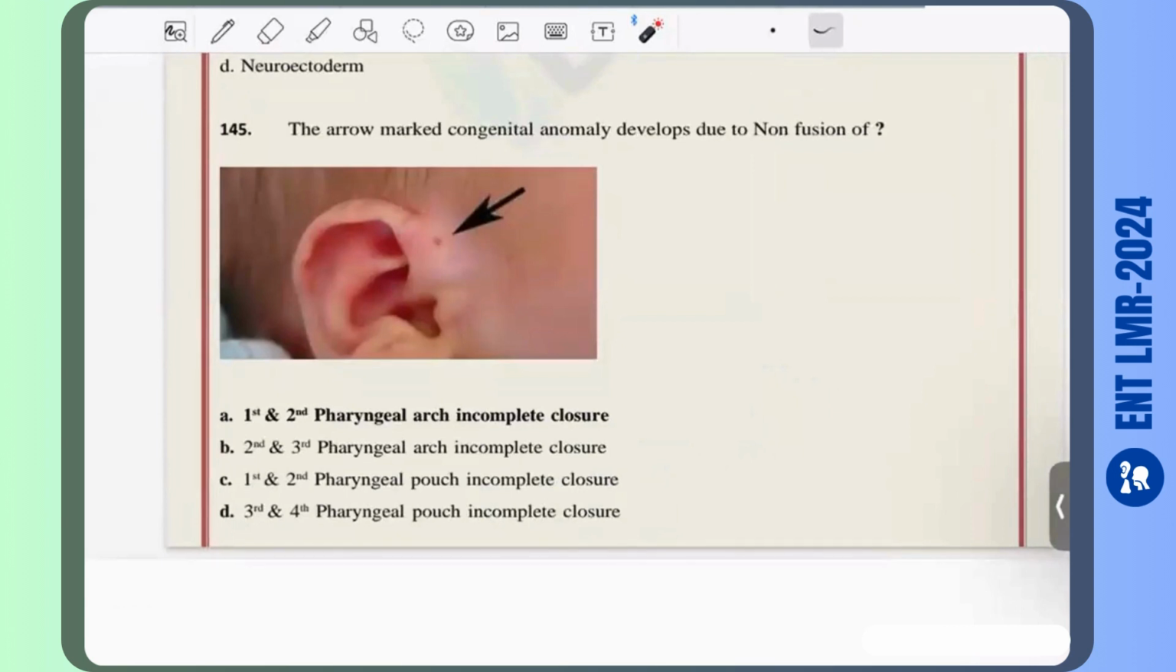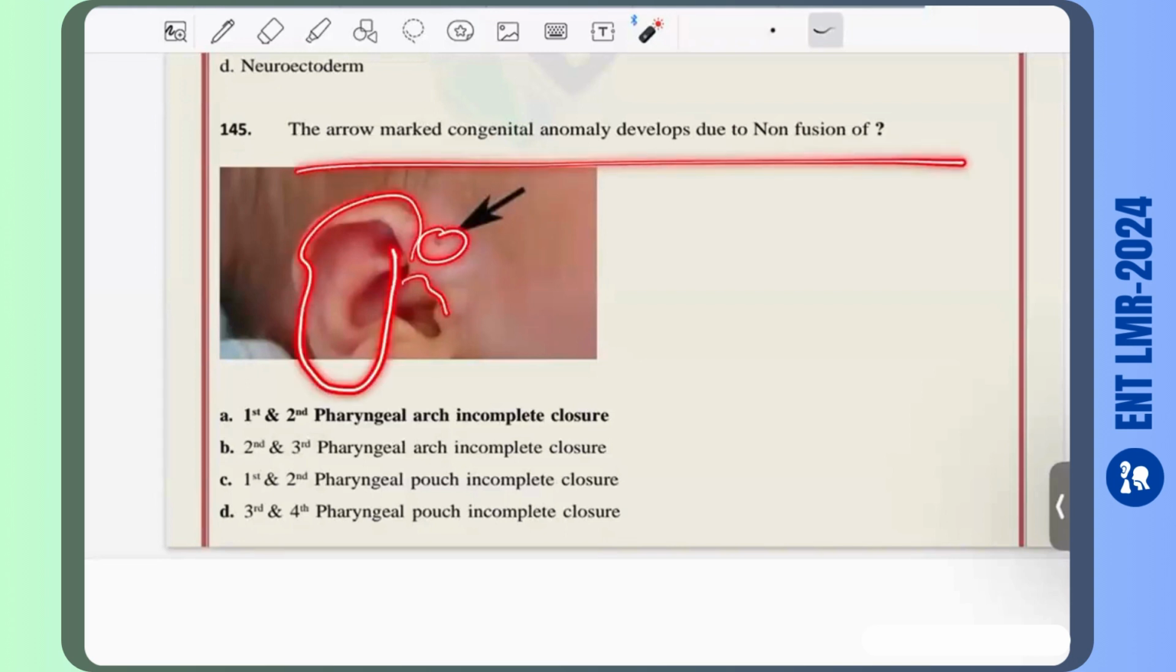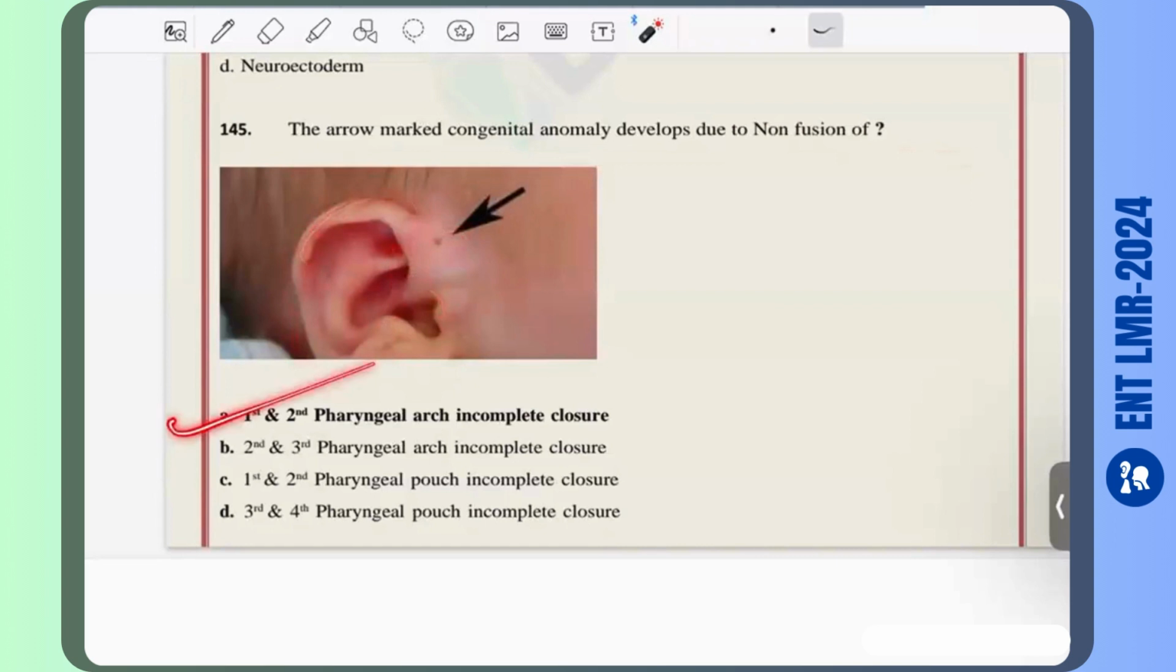The first page of my PDF itself contains 2 MCQs from last FMG. This page I just added now. The PDF which I gave last year remains the same. I didn't change anything. The congenital anomaly develops due to non-fusion of first arch mesenchyme and second arch mesenchyme, and incomplete closure forms pre-auricular sinus. The word pre-auricular sinus is not given over here, but this picture shows pre-auricular sinus.